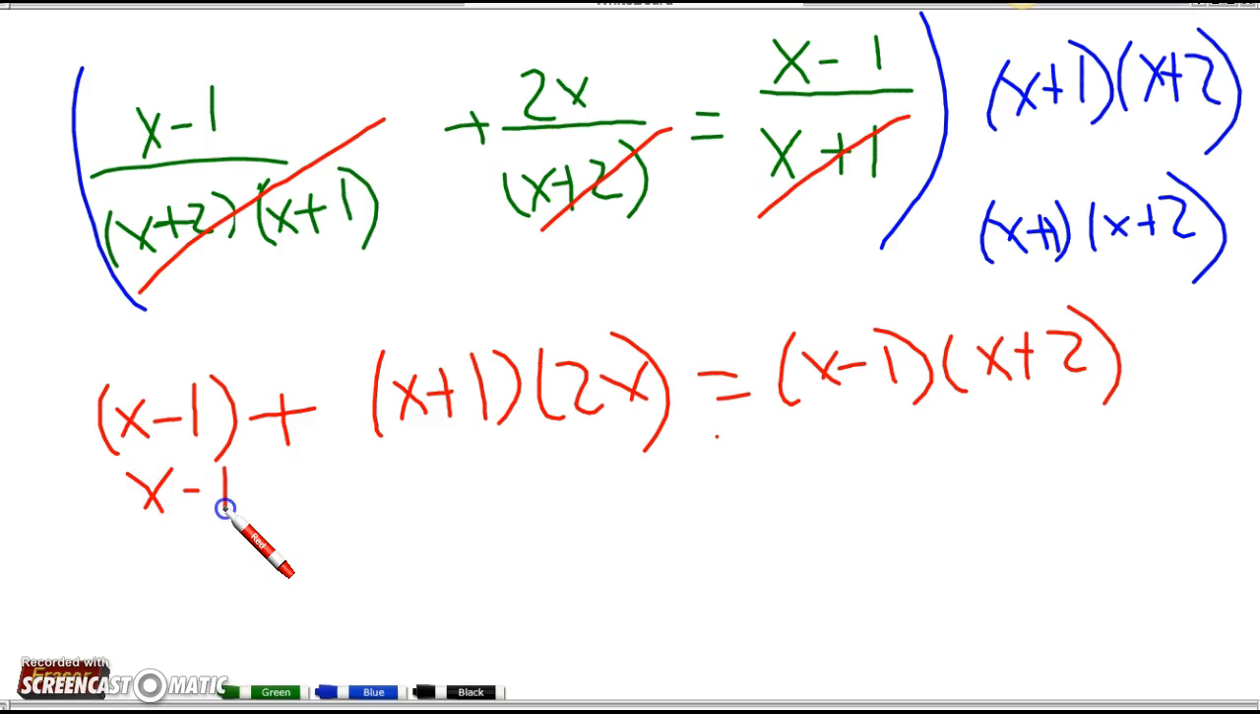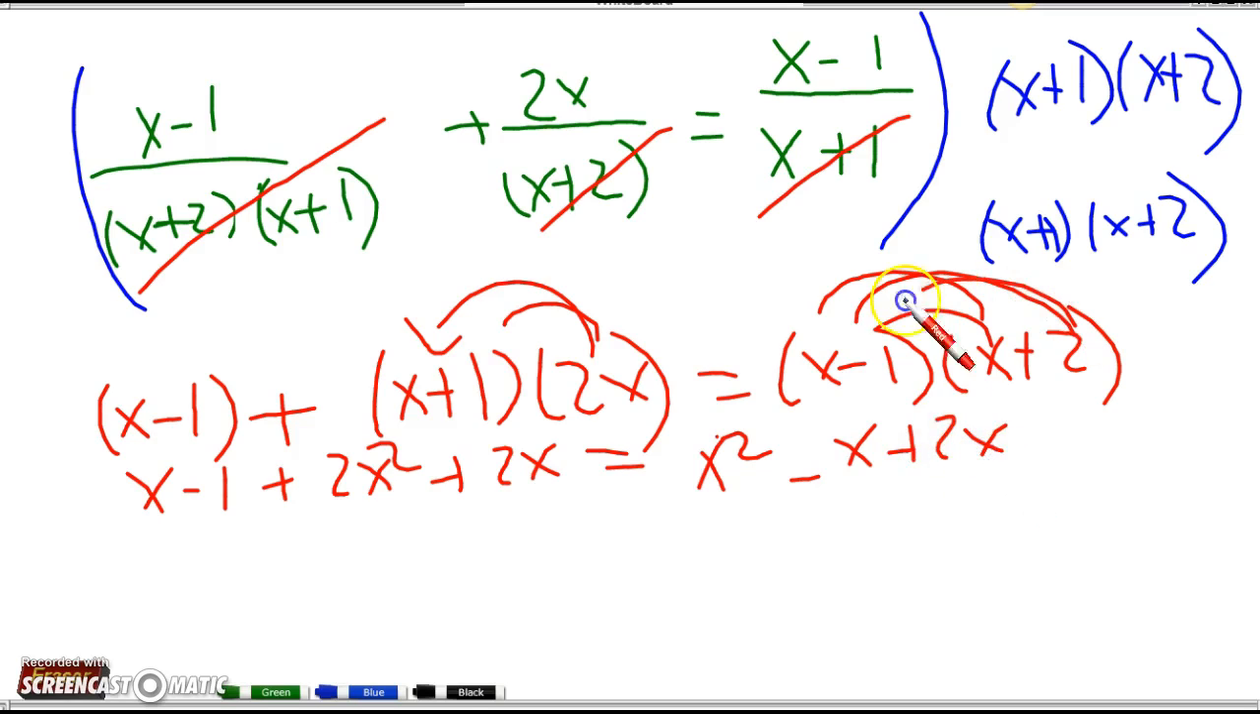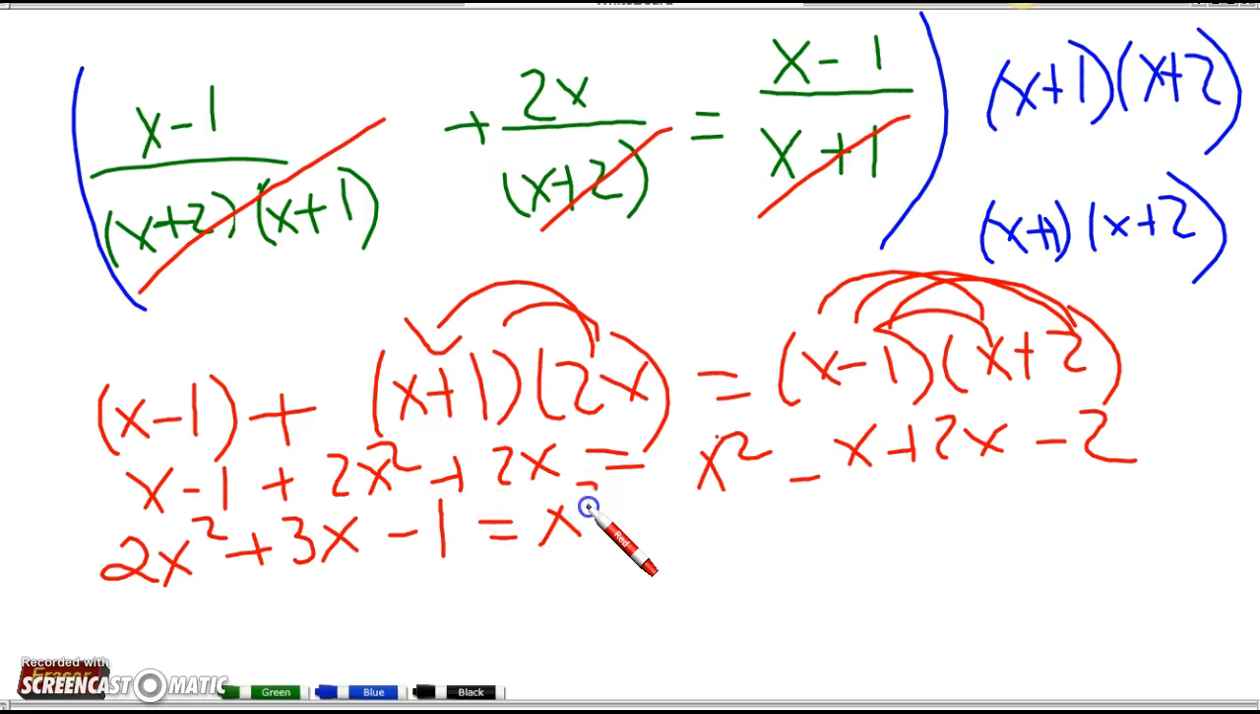This is just one option. So I have x plus 1 here, multiply, I get plus 2x squared plus 2x. Over here, when I multiply, I get x squared minus x plus 2x minus 2. So I combine my like terms, I get x squared plus 3x minus 1 equals x squared plus x minus 2. Everything needs to come on one side, so I'll do it all at the same time.